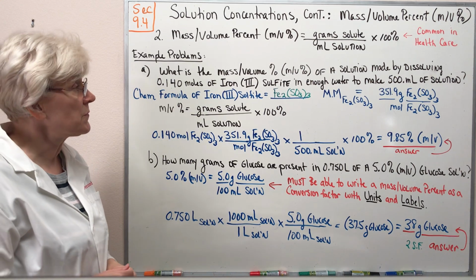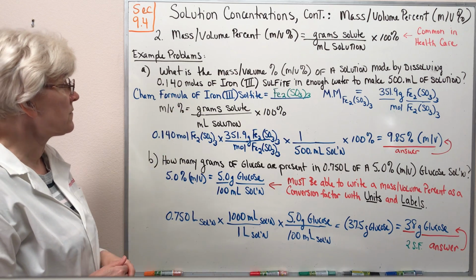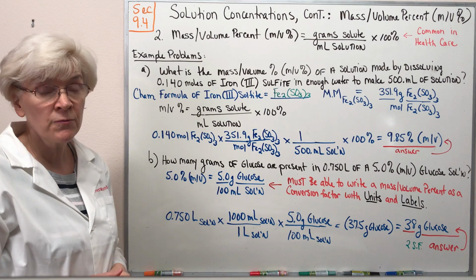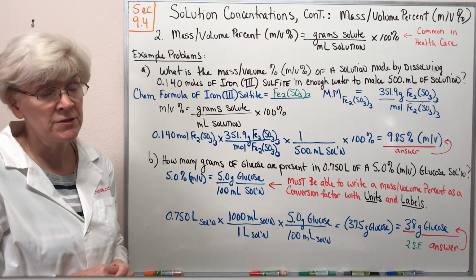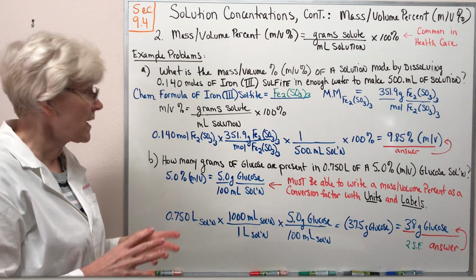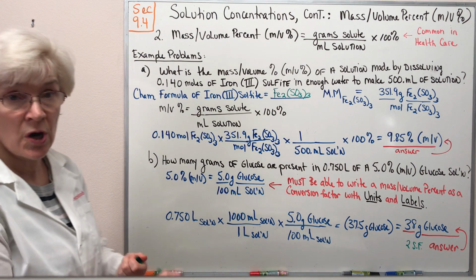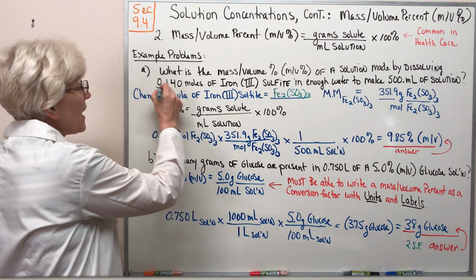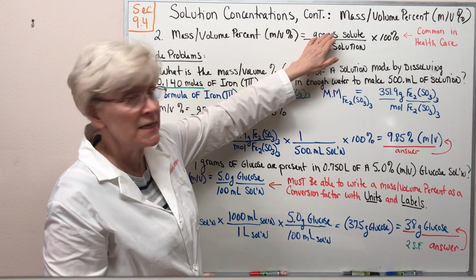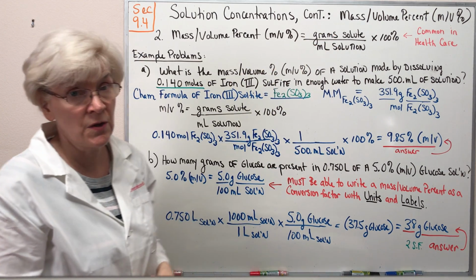What is the mass volume percent of a solution made by dissolving 0.140 moles of iron 3 sulfite in enough water to make 500 milliliters of solution? Now notice what is happening in this problem. It's an integrated problem. You are given a mole amount, but the definition of mass volume percent is grams, not moles of solute, but grams of solute.